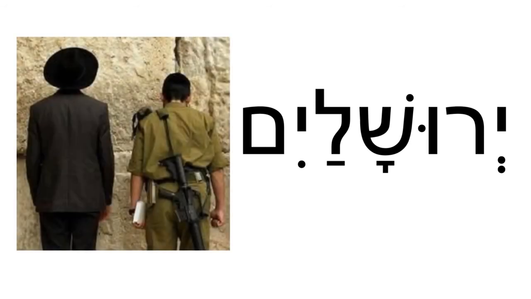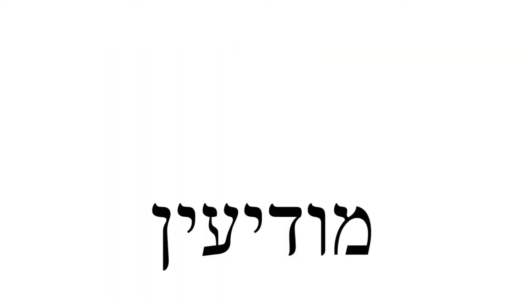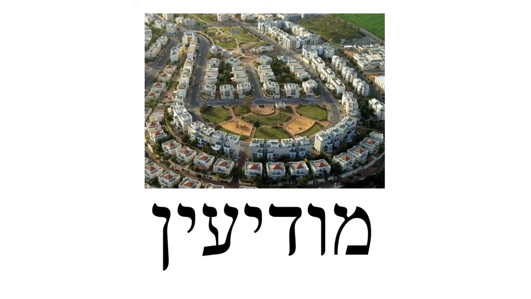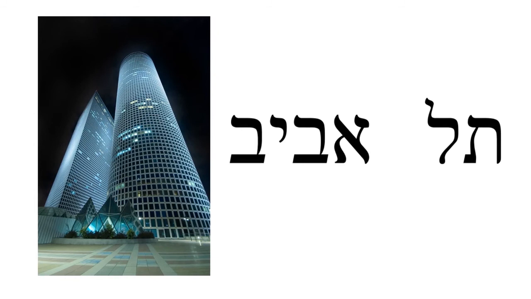Now, try some of them in different fonts and unvocalized. This is Tzfat, or Safed. And this one? This is Akko, or Acre. And this one? This is Modi'in. And this one? This is Tel Aviv. And last but not least, this one.